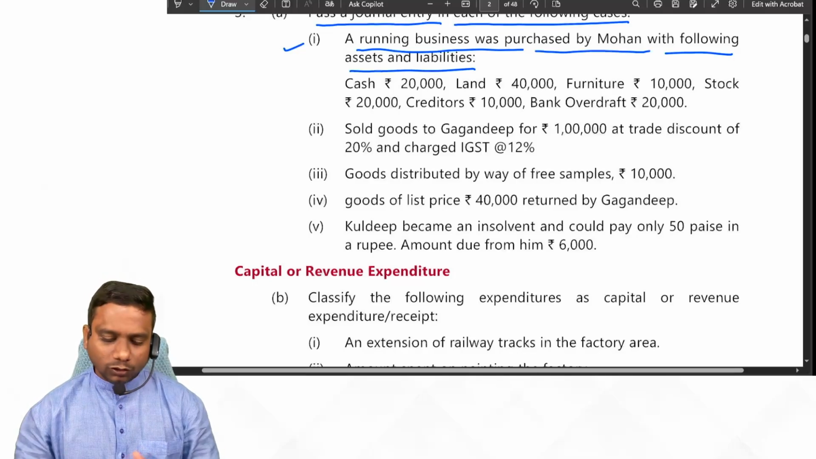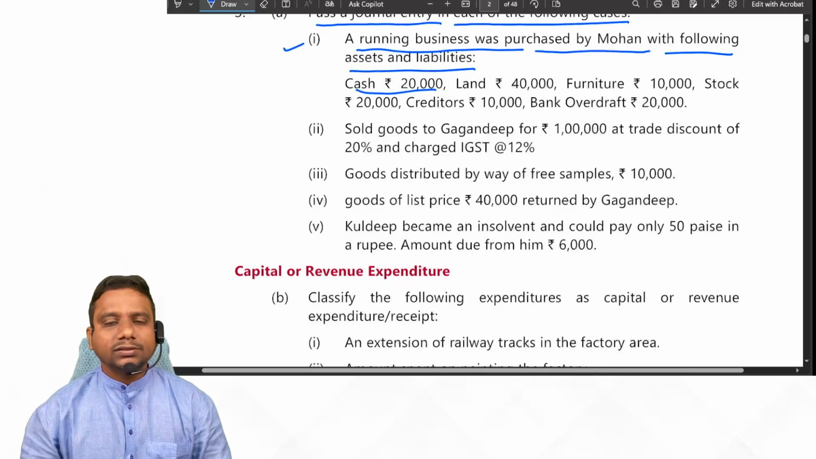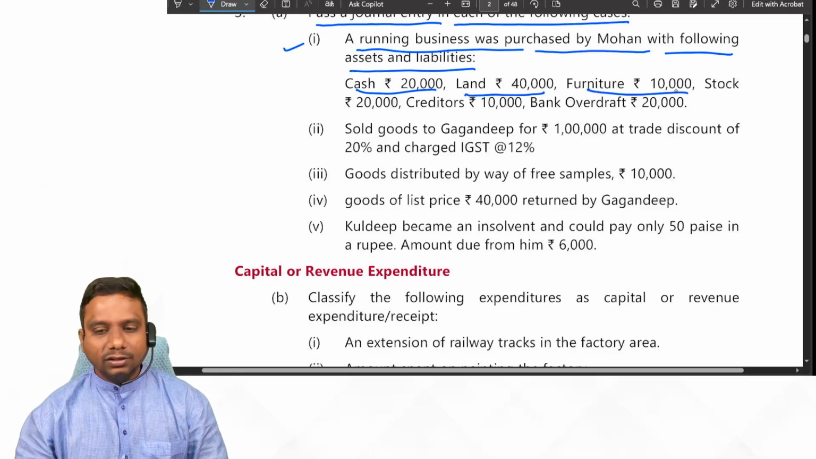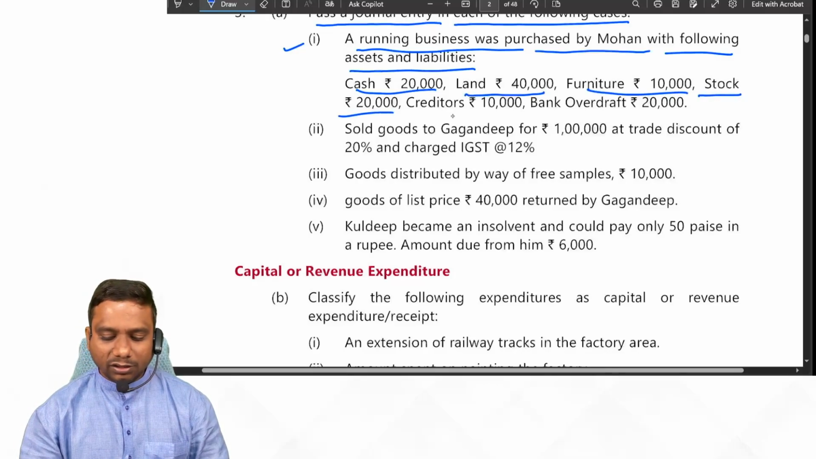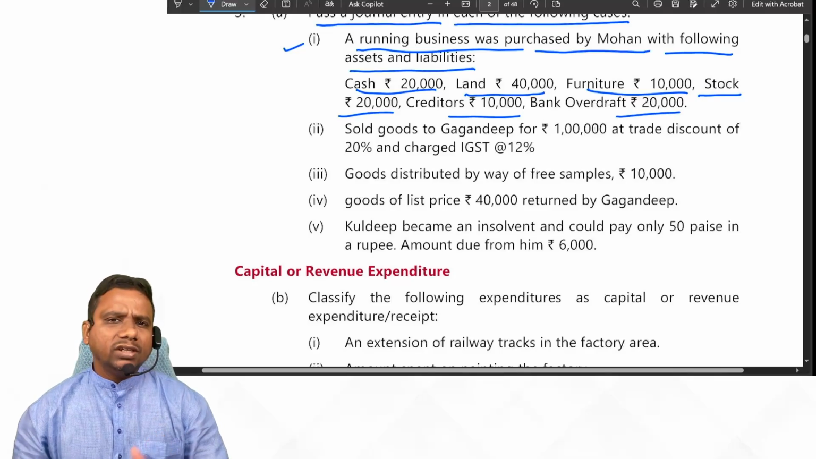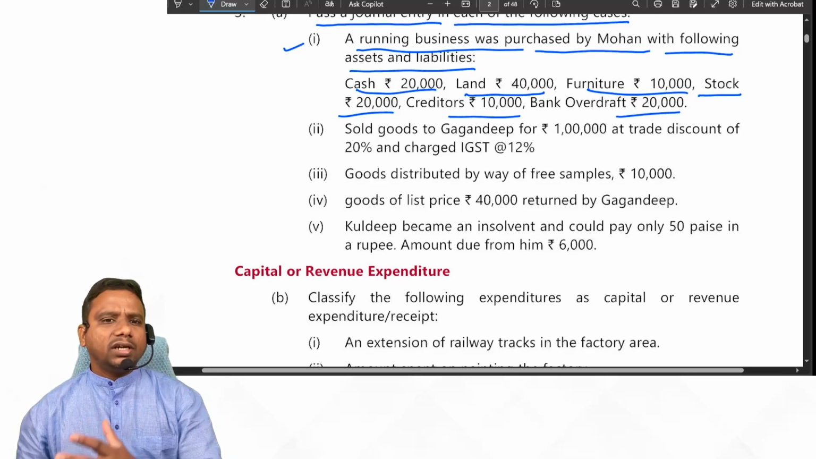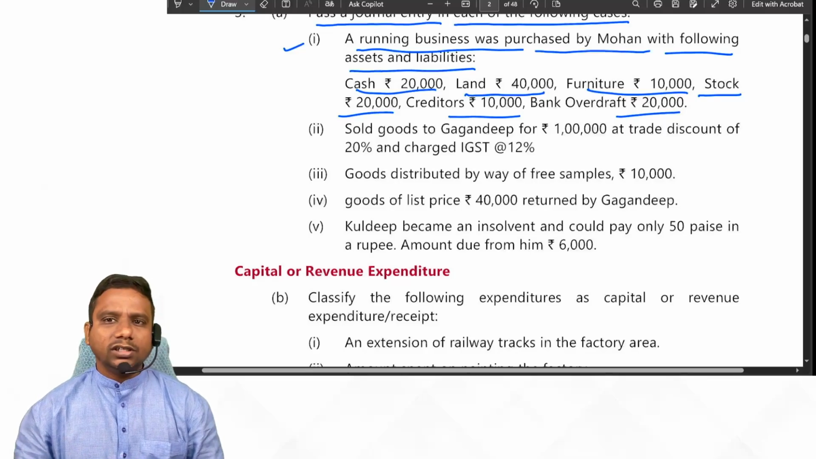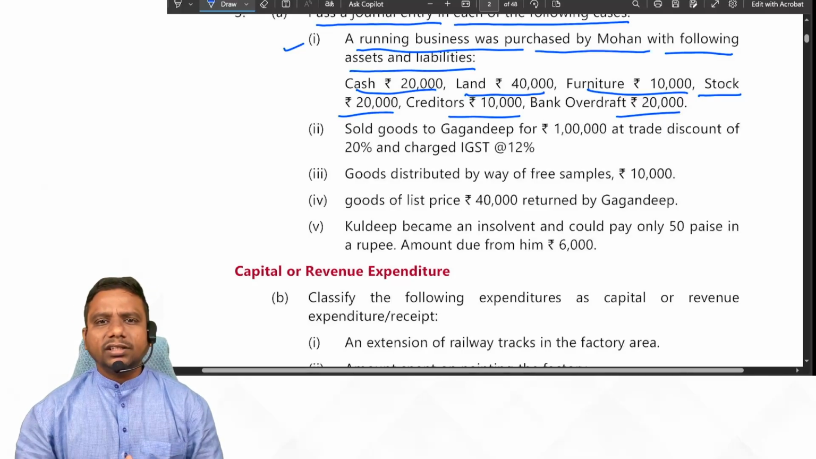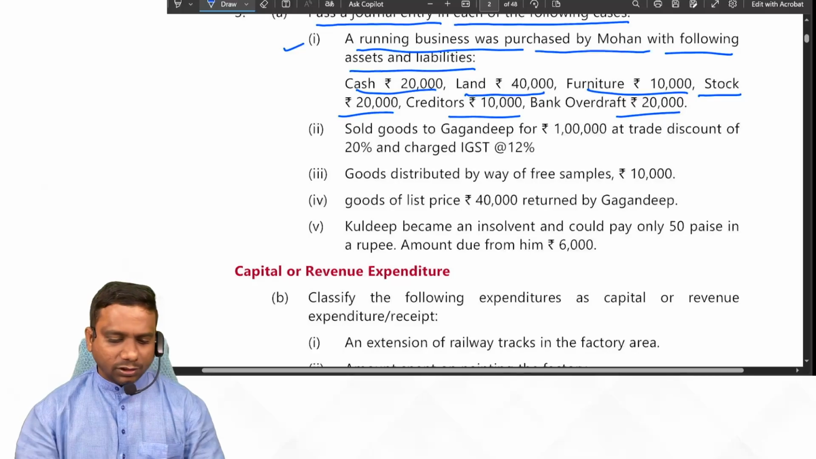That is credited. Look: cash account debit, land account debit, furniture debit, stock debit, creditor liability credit, bank overdraft liability credit. So what is the entry we can write? Cash account debit 20,000, land account debit 40,000, furniture account debit 10,000, stock account debit 20,000, creditor liability credit 10,000, bank overdraft liability credit 20,000. And the difference is nothing but capital. So look at the entry here.